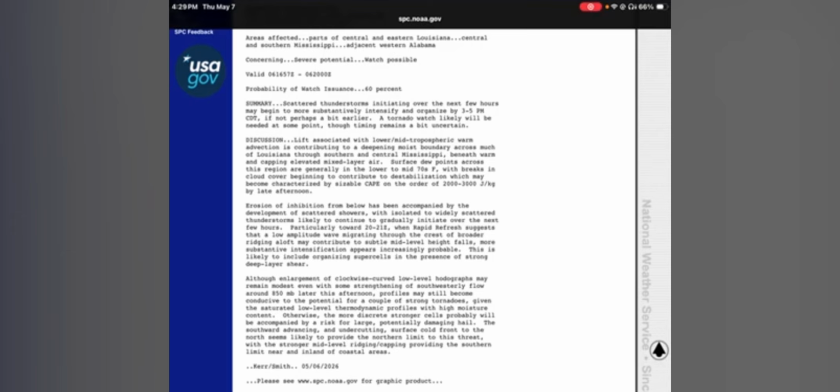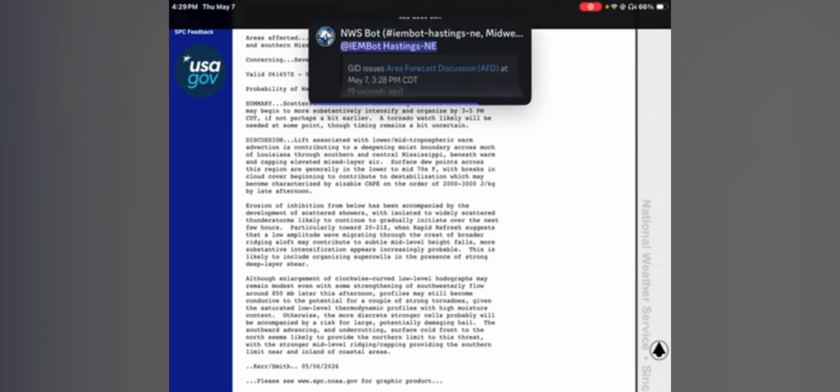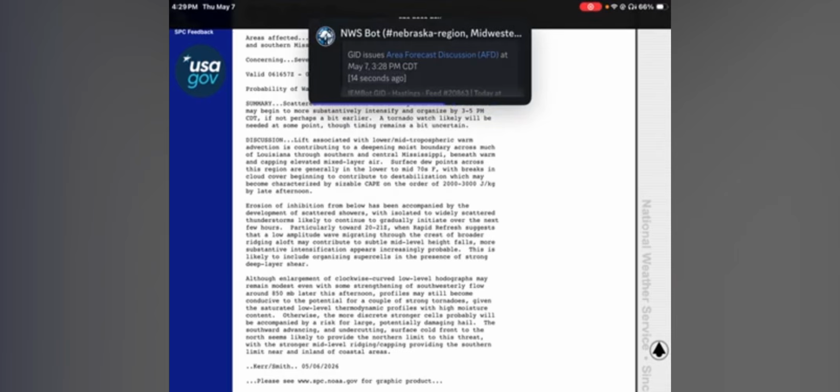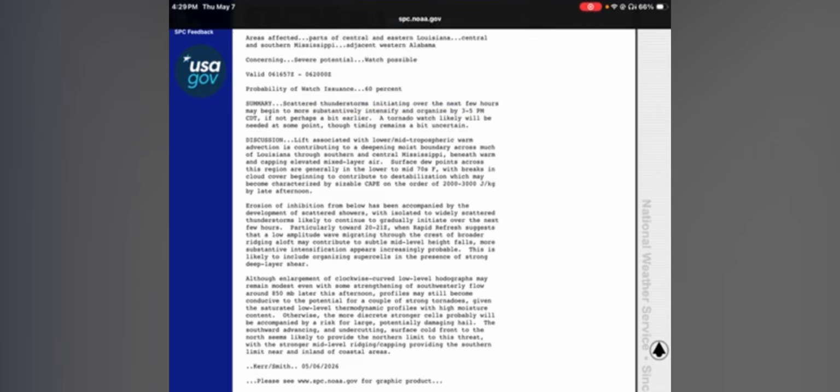Discussion. Lift associated with lower to mid-tropospheric warm advection is contributing to a deepening moist boundary across much of Louisiana through southern and central Mississippi beneath warm and capping elevated mixed layer air. Surface dew points across this region are generally in the low to mid-70s, with breaks in the cloud cover beginning to contribute to destabilization, which may become characterized by sizable CAPE on the order of 2 to 3,000 joules per kilogram by late afternoon.